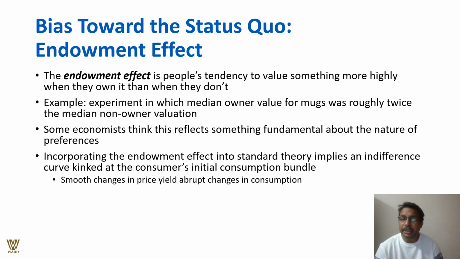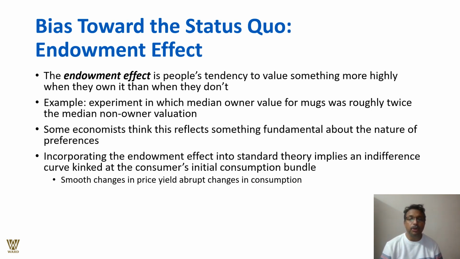So, bias towards the status quo. Everybody would love to be in their comfort zone. The endowment effect. The endowment effect is people's tendency to value something more highly when they own it than when they don't. Example: in an experiment, the median owner's valuation of mugs was roughly twice the median valuation of those who don't own a mug. Some economists think this reflects something fundamental about the nature of preferences. Incorporating the endowment effect into standard theory implies indifference curves kinked at the consumer's initial consumption bundle.